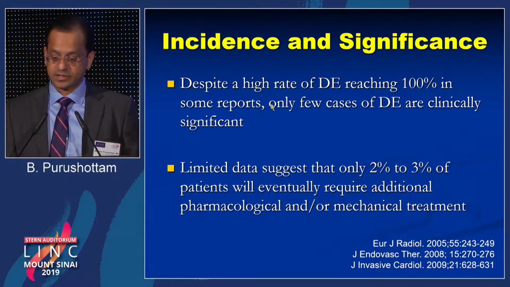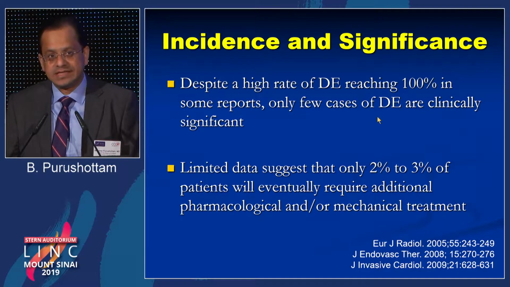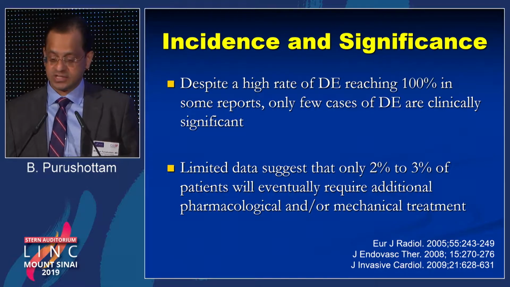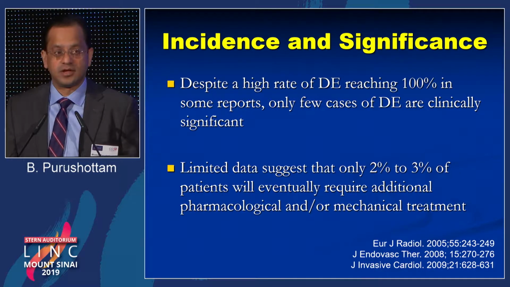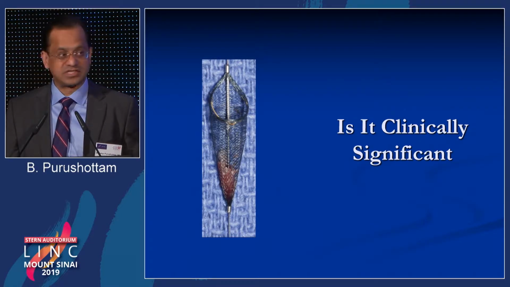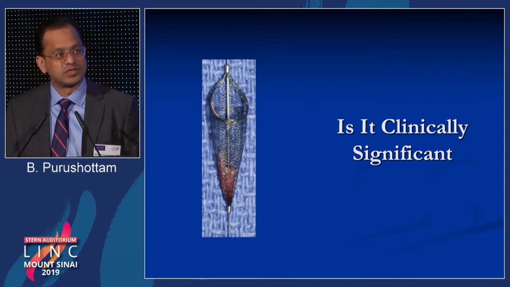So despite a high rate of distal embolization reaching 100%, only a few cases are clinically significant, and therefore filters are not universally used. There is very limited data to say that 2 to 3% of patients will eventually require further treatment once distal embolization does occur. Obviously, when you see this in the filter, you always wonder how come it's not clinically significant?